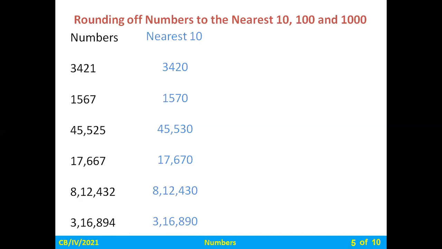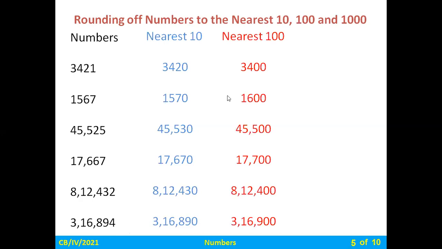Now let's understand the nearest hundreds. You can see 3,421 got rounded off to the nearest hundred as 3,400 because 421 is smaller than 450, and 450 is the middle number of 400 to 500. So it got rounded off as 400.